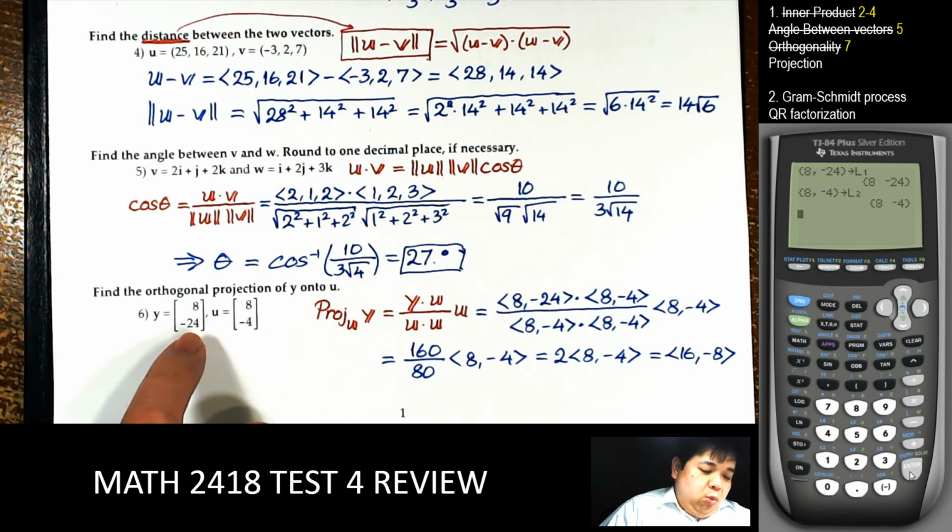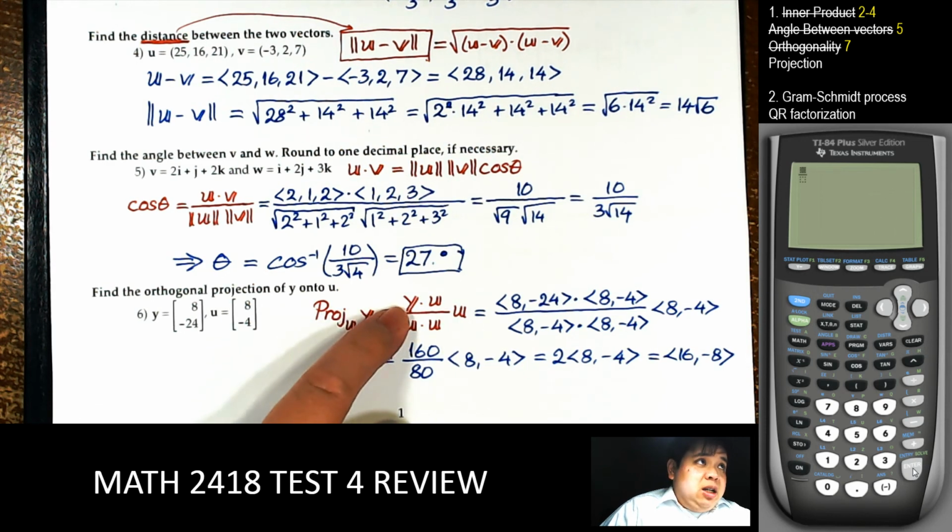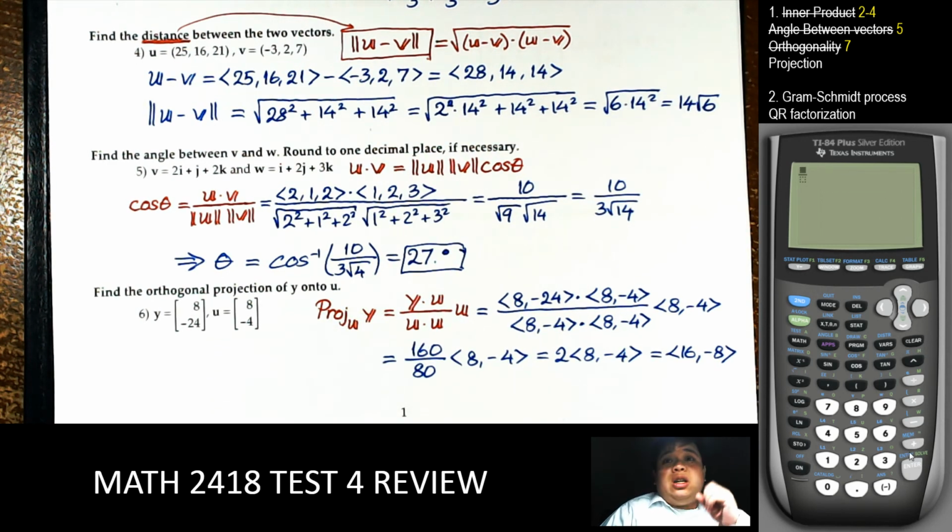So we have y is L1 and u is L2. Right, so we just do that. This is the formula: alpha y equals a fraction. On the top is the dot product. Remember, the dot product is just not the product. It's the product, and then we have to add the sum of all of that.